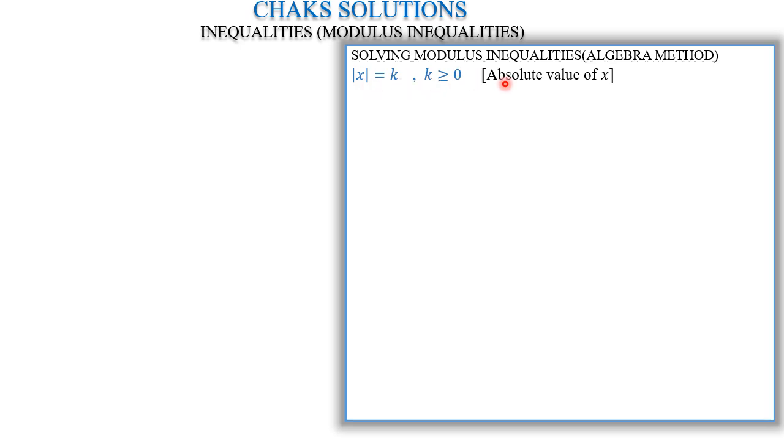So this can be referred to as the absolute value of x. This is the distance from the origin to a point x, which is k units here. So let's see how it looks on the number line.